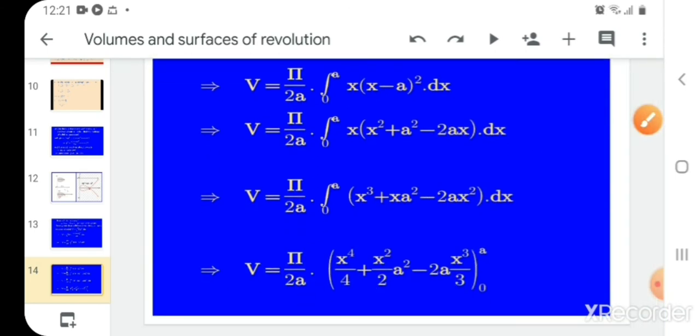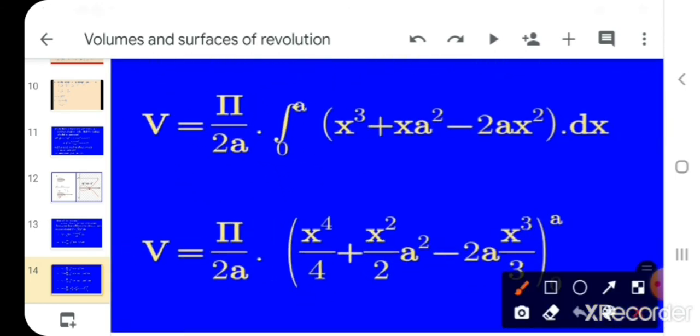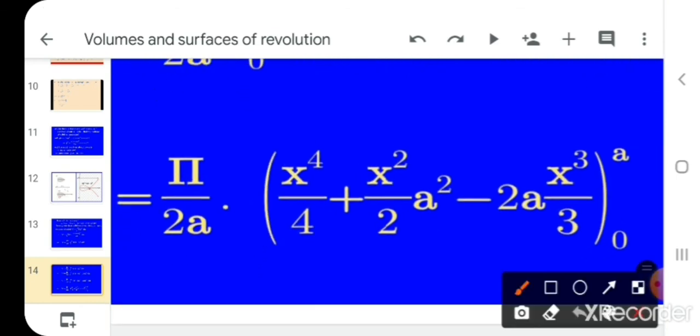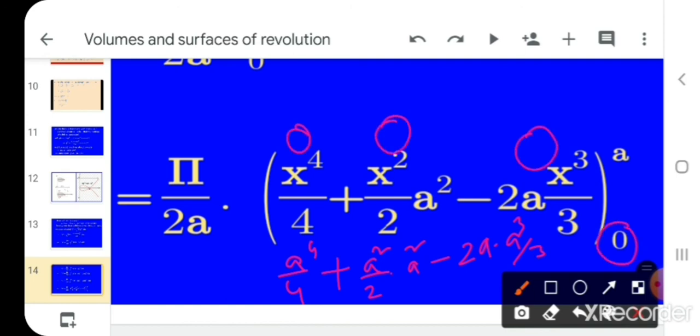Okay, now see, what is the integration of x cube? x power 4 by 4. Here a square is the constant. Integration of x is x square by 2. And 2a is the constant. x square integration is x cube by 3. And limits are 0, a. First I substitute a in x place. What we get here? a power 4 by 4, a square by 2 into a square, minus 2a into a cube by 3. And now substitute 0. So this is also 0, this is also 0, this is also 0.